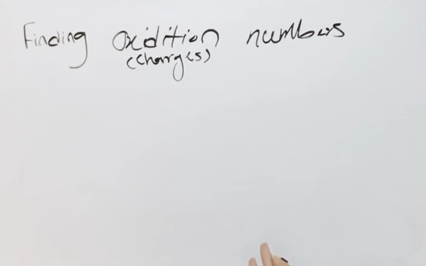In this video, we're just going to talk about oxidation numbers and how to figure out some oxidation numbers in a compound. Now, I want to remind you that sometimes some of these elements can have different charges.